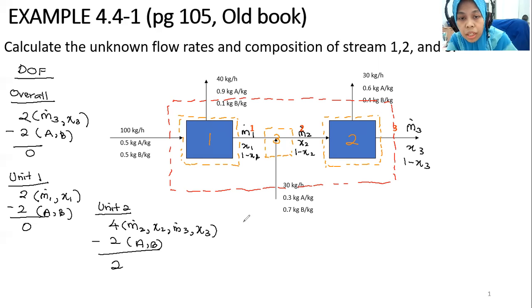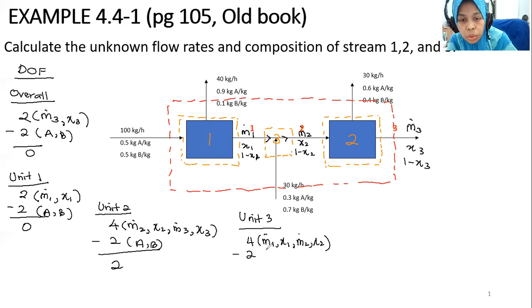And then unit 3. For unit 3, whatever is in through the boundary, we have 1 and 2 as inlets and 1 outlet. So we have four unknowns, which are M1, X1, M2 and X2.